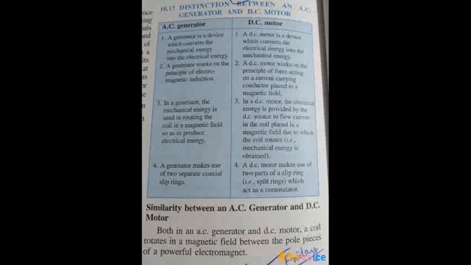Now the similarity between an AC generator and a DC motor is that both of them use a coil which rotates in a magnetic field between the pole pieces of a powerful magnet. In both there is a magnet, and between the magnet there is a coil which rotates. This is the similarity between an AC generator and a DC motor.